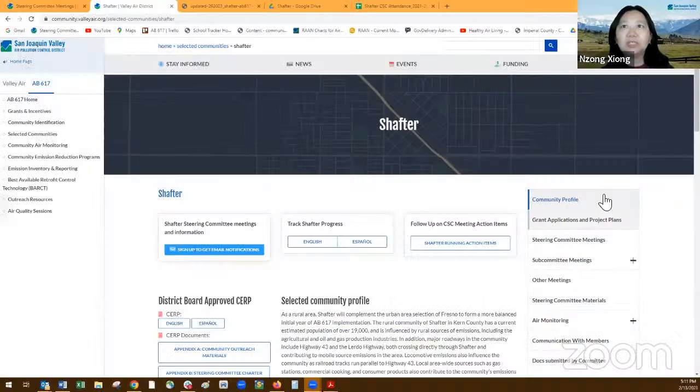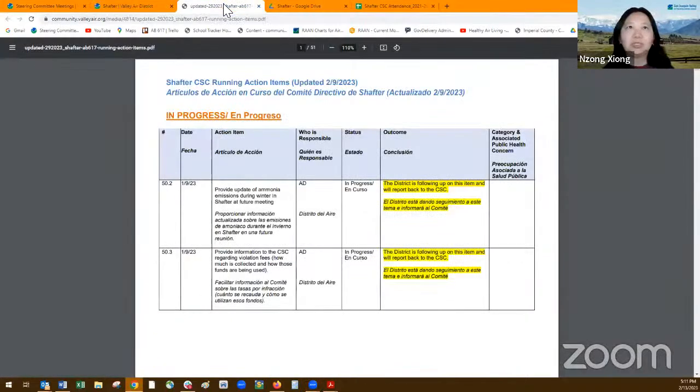Okay, just wanted to remind everyone where they can find the action items. This is the main page of the Shafter community page. So the running action items are always posted here. All you have to do is click on this button, and you will get a new window, and you will see the list of action items.